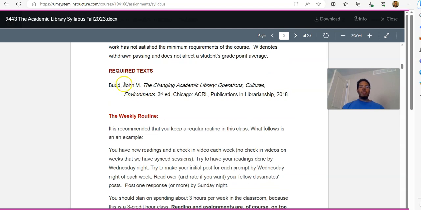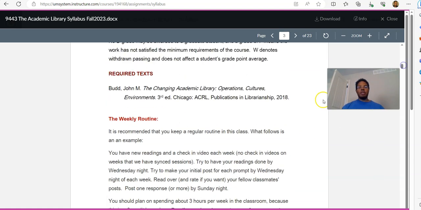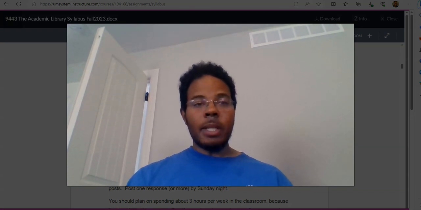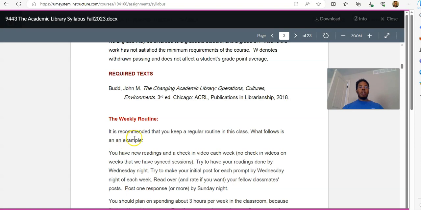We do have a required text, and it's from former Mizzou Professor John Budd, The Changing Academic Library: Operations, Cultures, and Environments, 3rd edition through ACRL, copyright 2018. You may be able to find a used copy of this fairly cheap, but you are going to need this textbook, and I will say you probably should get the 3rd edition at this point.